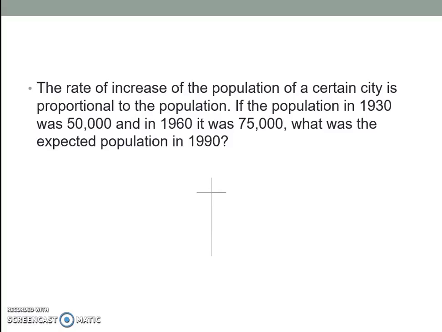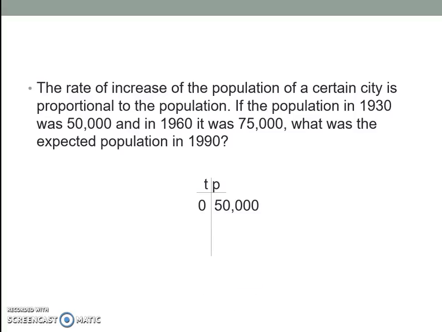The rate of increase of the population of a certain city is proportional to the population. If the population in 1930 was 50,000 and in 1960 it was 75,000, what was the expected population in the year 1990? So here we have the time and the population.